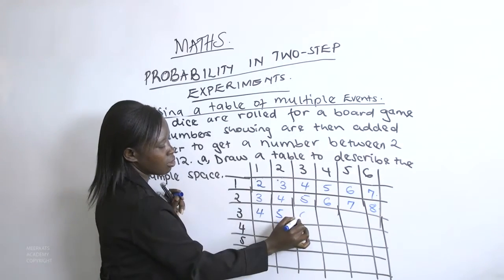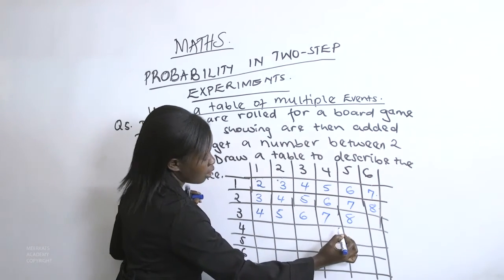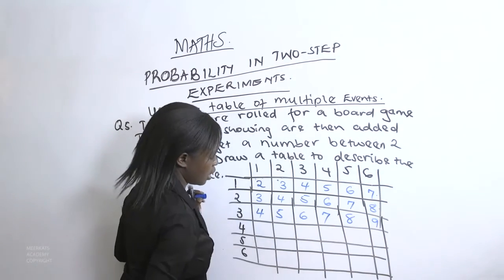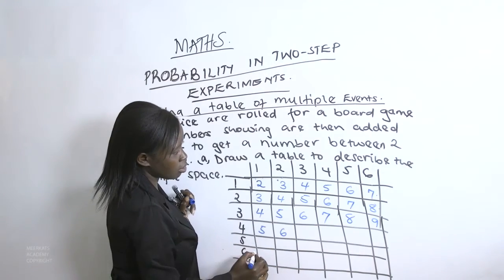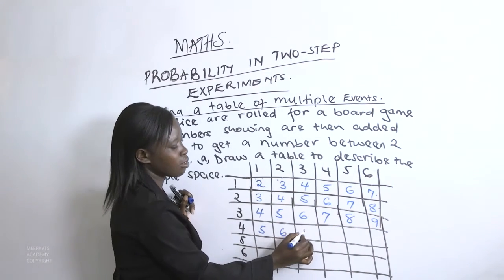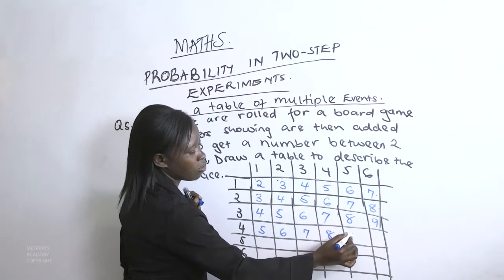3 plus 3, 6. 3 plus 4, 7. 3 plus 5, 8. 3 plus 6, 9. Then 4 plus 1 is 5. 4 plus 2, 6. 4 plus 3, 7. 4 plus 4, 8. 4 plus 5, 9.